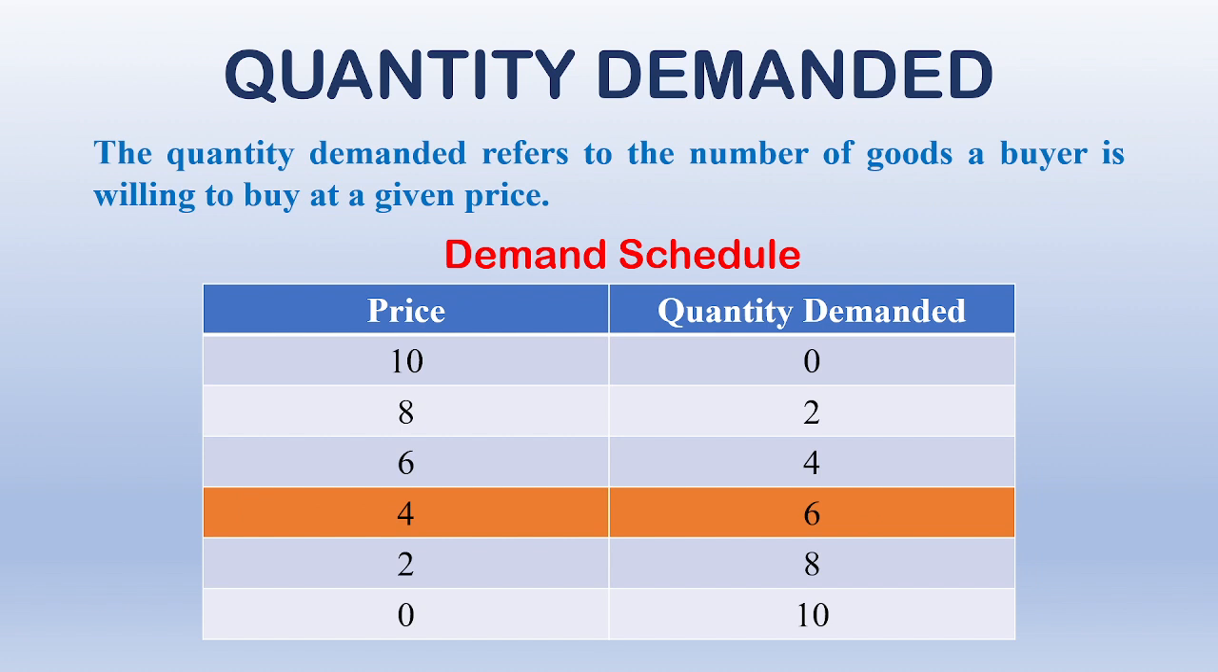Then comes the meaning of quantity demanded. Quantity demanded refers to the number of goods a buyer is willing to buy at a given price. So there is a demand schedule in front of the screen. At price 10, the quantity demanded is 0. At price 8, the quantity demanded is 2 units. At price 6, quantity demanded is 4 units, and so on. So basically, quantity demanded is the number of goods as against the price for which we are going to buy the thing.